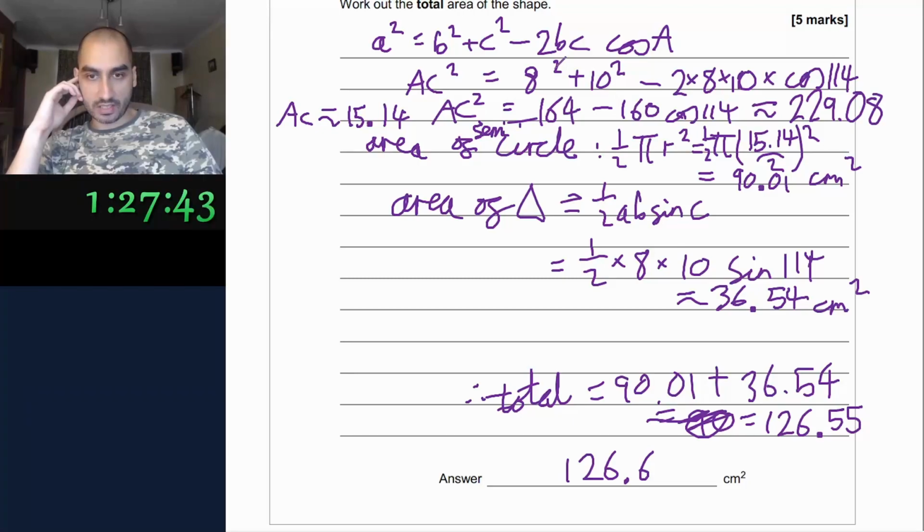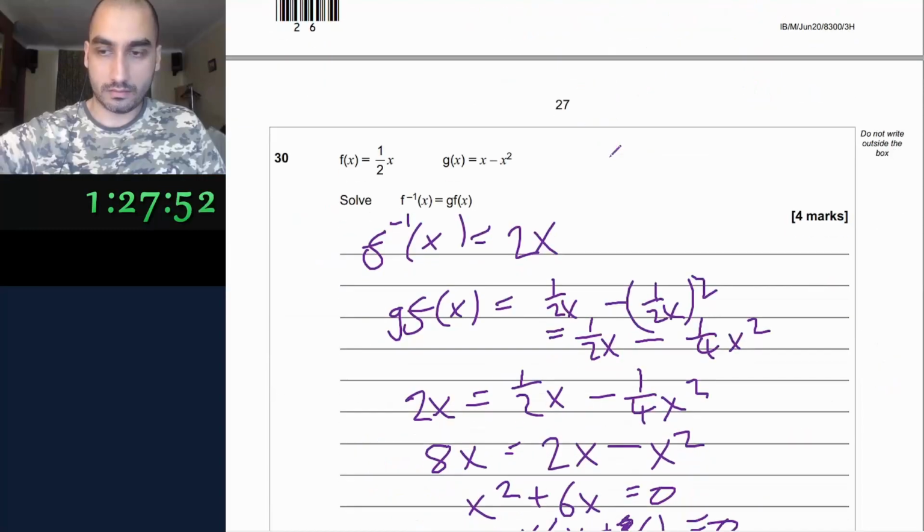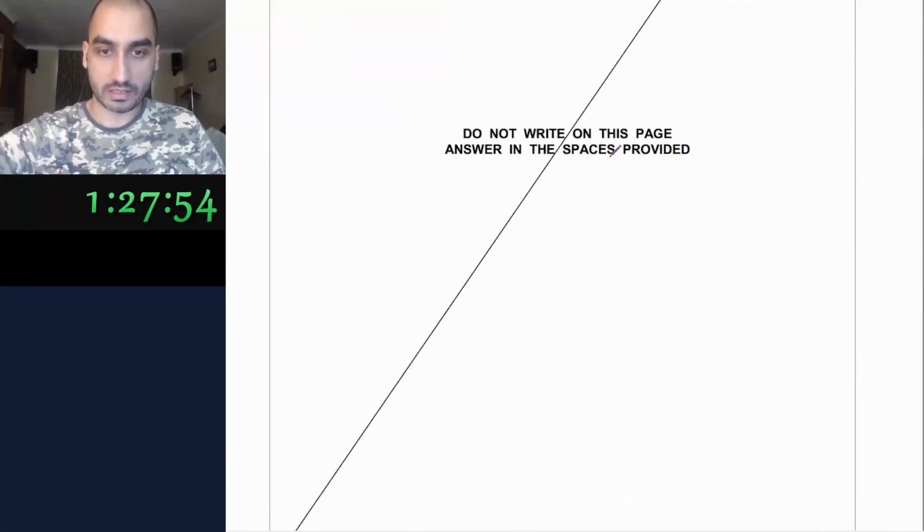Let's add them together, you get 126.55, 126.6. Yep. Oh, don't know how much time. This is probably right. That's it.